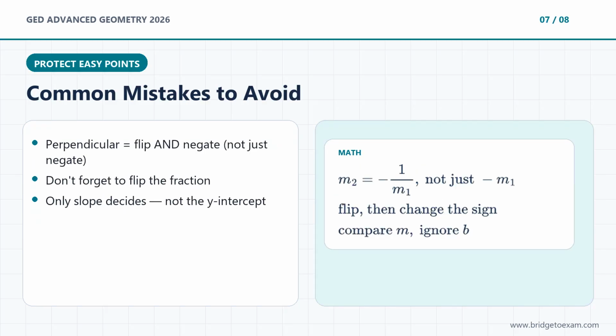Before we finish, let's dodge the three most common traps. First, perpendicular slope is not just the negative of the slope. You must also flip the fraction. Second, do not forget that flip. The reciprocal is essential. And third, do not confuse the y-intercept with the slope. Only the m value decides parallel or perpendicular. These small habits protect a lot of easy points.